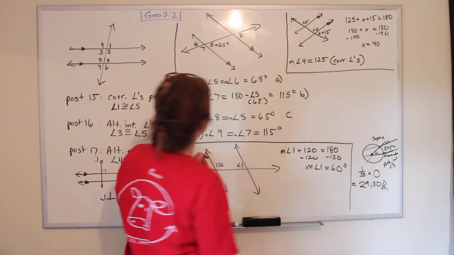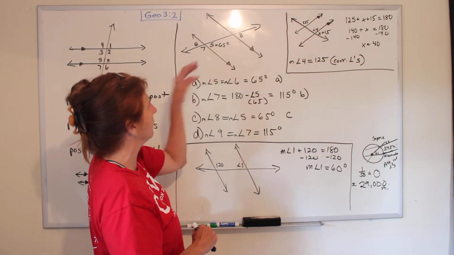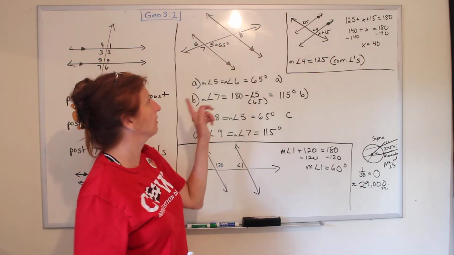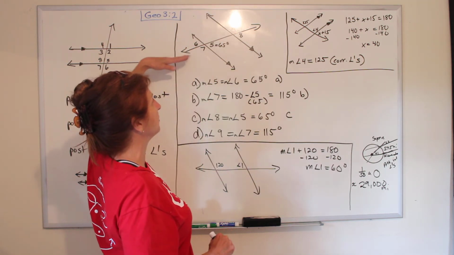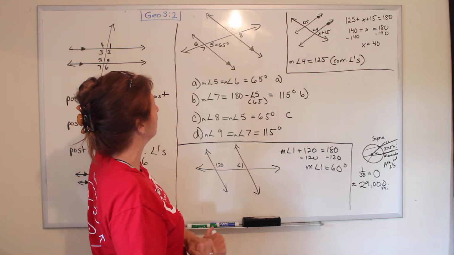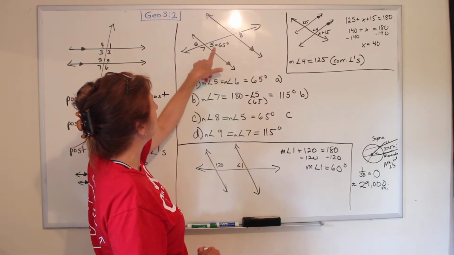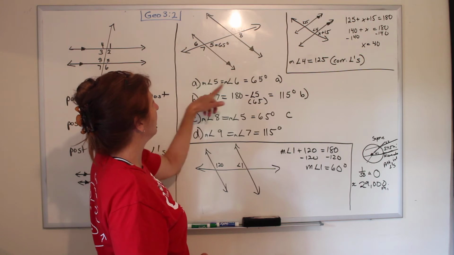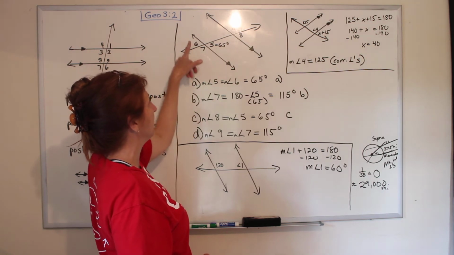Okay, so let's use this. Let's use what we can know. Here we have two parallel lines. See the black triangles, cut by a transversal. That's our transversal this time. And we are told that angle 5 is 65. And we want to know what's angle 6.